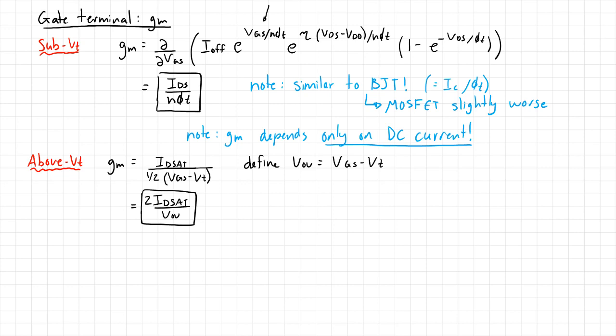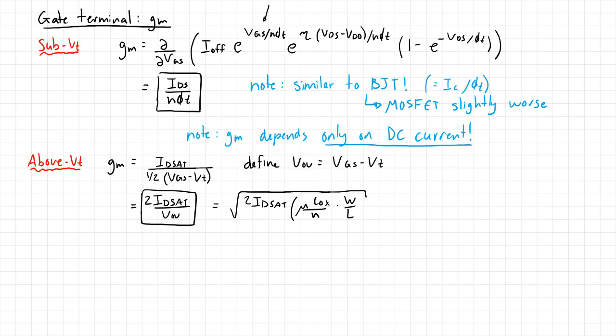So what you can do is you can go ahead and substitute in for VOV the transistor current expression, simplify, and you'll end up getting the following expression. It's 2 ID SAT times mu COX over N, and N is that subthreshold parameter, times W over L. Normally most textbooks don't include that factor of N, but it's slightly more accurate to include that in the expression.